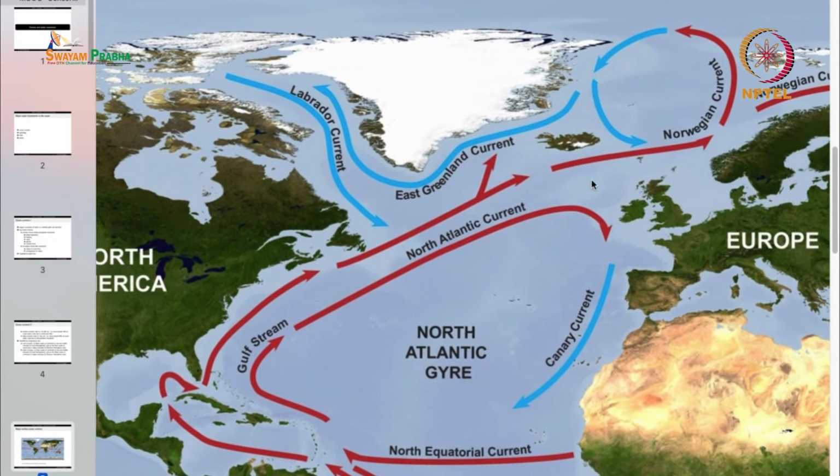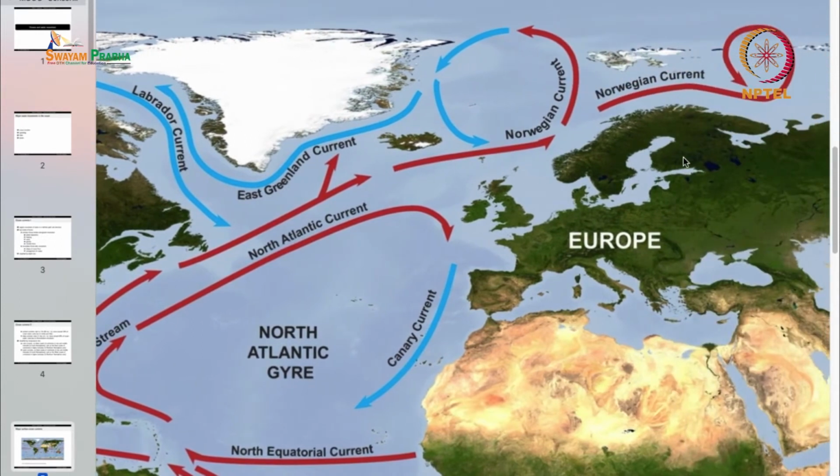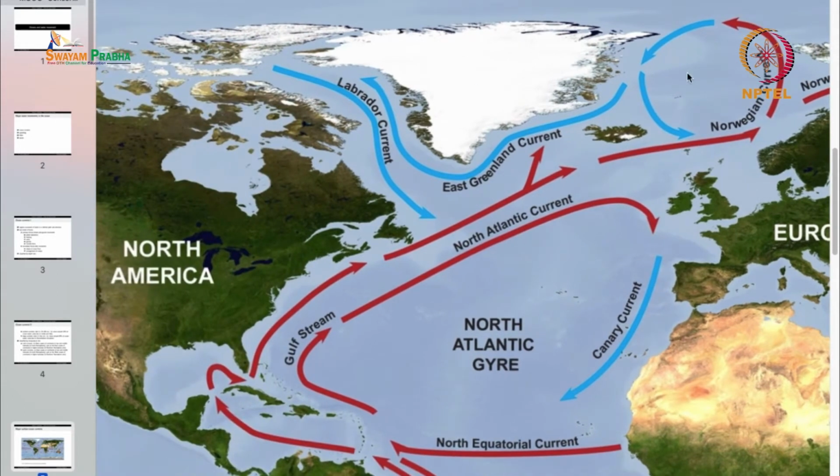Then this North Atlantic current moves further and becomes the Norwegian current. So this is a warm current, it moves towards the polar regions, becomes cold, and then it becomes a cold current. Now this cold current then moves in the form of East Greenland current, and here you can observe that it is following the coast.